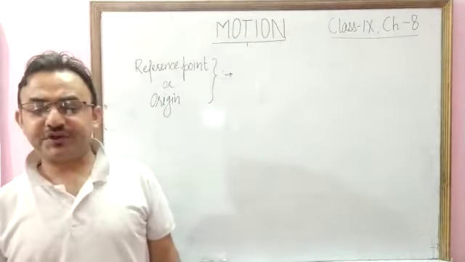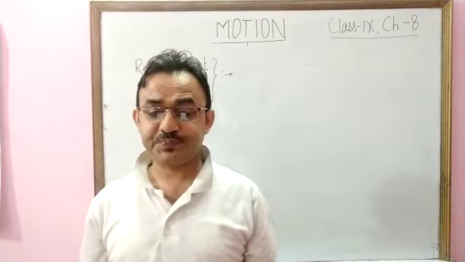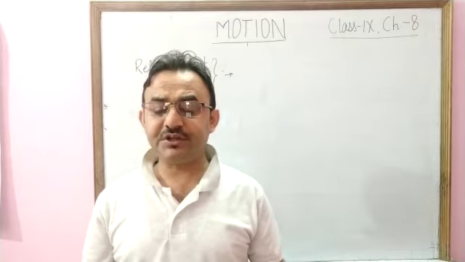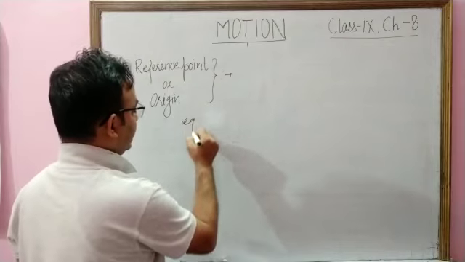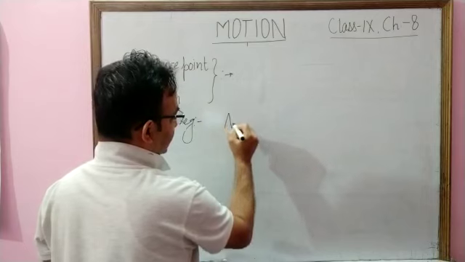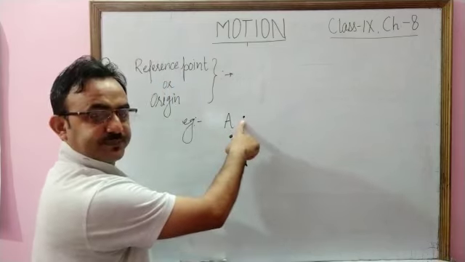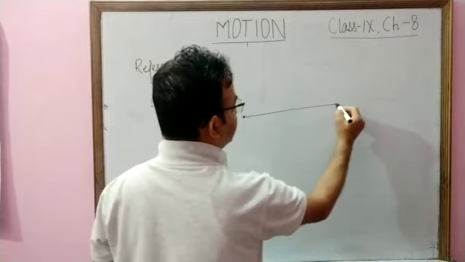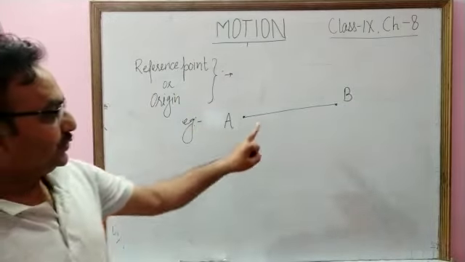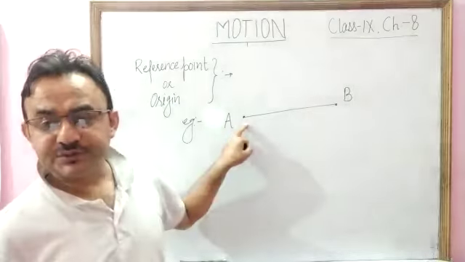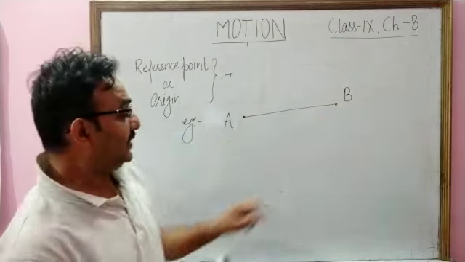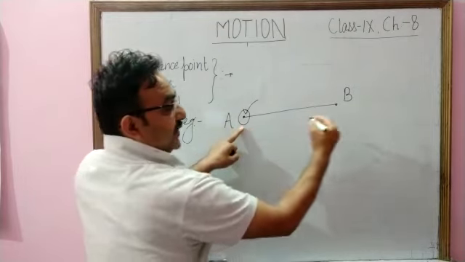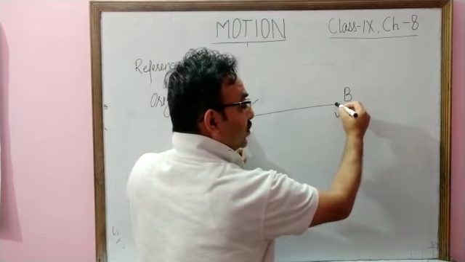Listen carefully. Reference point is that fixed point with respect to which we can specify or measure the position of an object with the passage of time. For example, an object starts its journey from point A and after some interval of time the object reaches point B. So if we have to know the position of point B, then we should know the reference point or fixed point with respect to which we are measuring or specifying the current location or position of the object.